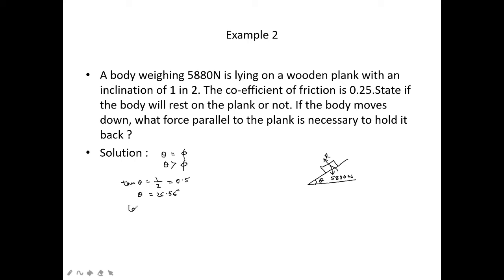Now we know tan phi is equal to mu, and the value of mu given to you is 0.25, the coefficient of friction. So the value of phi is equal to 14.04 degree. Now here, as theta is greater than phi, the body will slide down.